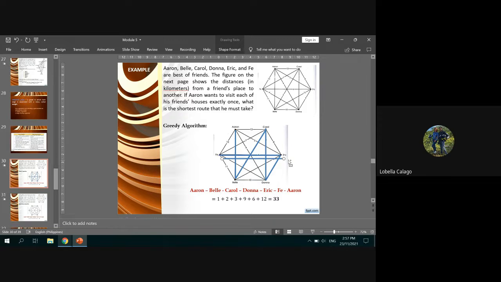So we go straight to Fe, which is 6. Then, since we have visited everyone, we go back to Aaron, coming from Fe, which is 12. From that, you add all of the numbers: 1 plus 2 plus 3 plus 9 plus 6 and 12, and we have 33. So that is the greedy algorithm.